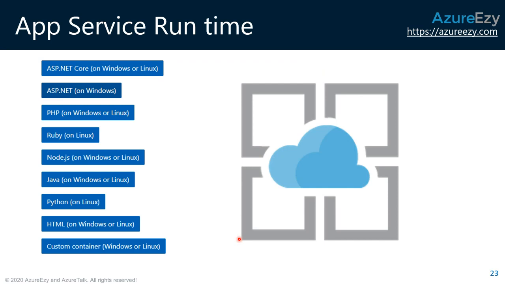So if you have a Docker container image, apart from your typical application, you can also deploy a container image as well. So most of the popular frameworks are supported on app service, where you can directly deploy your application in a platform as a service environment. You don't have to worry about anything about the infrastructure details.